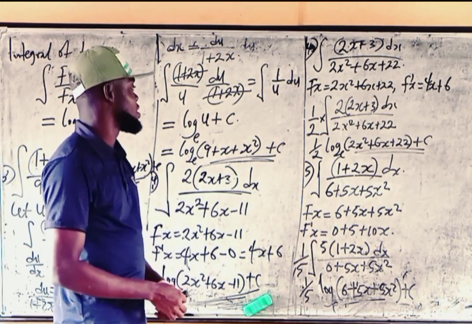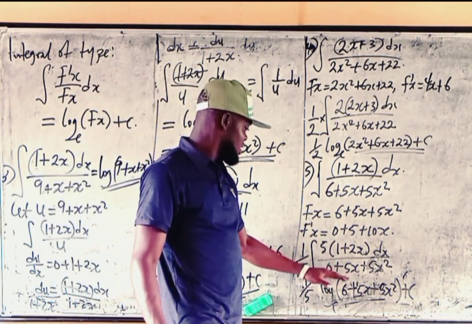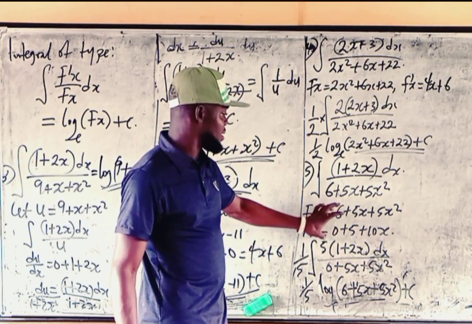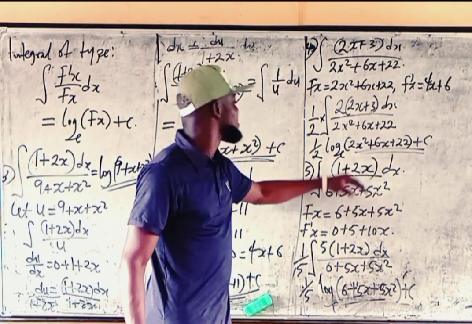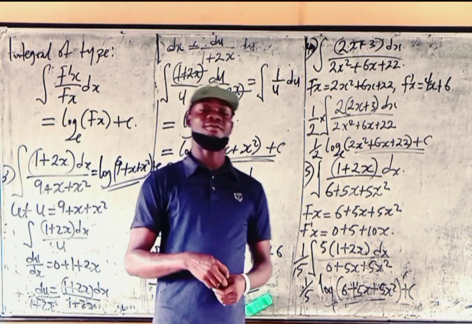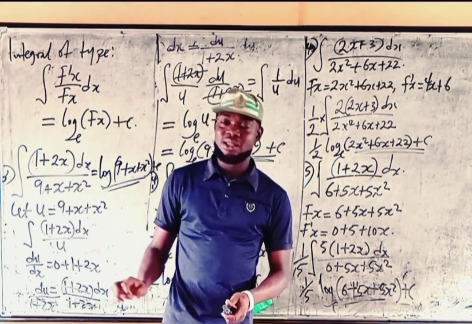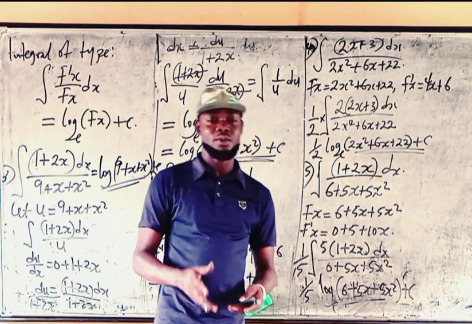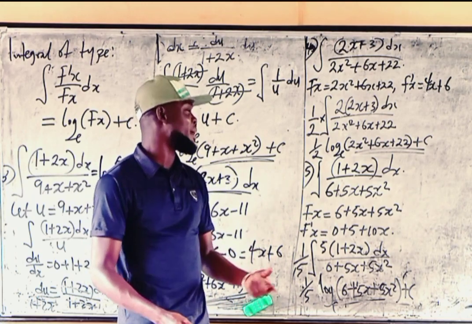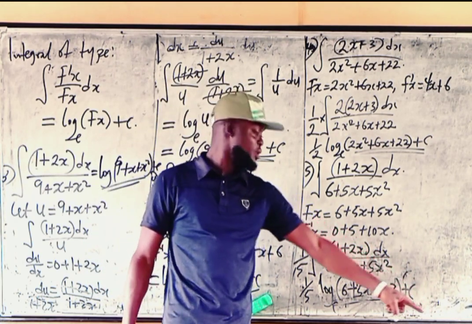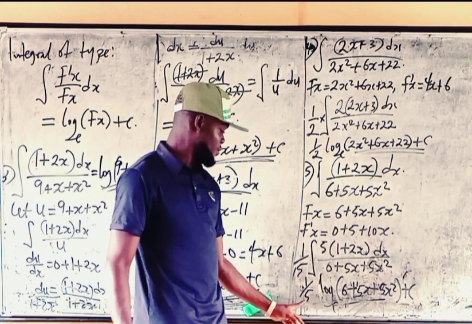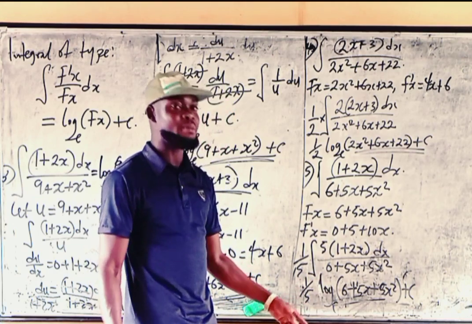So let me just give you guys a check. If you discover that this denominator, after you have differentiated the denominator, is higher than the numerator by a particular value, write the answer out by taking the log of the denominator plus c and divide the answer by that value. This one was higher than this by 5, so it was divided by 5. Times 1 over 5 means divided by 5.